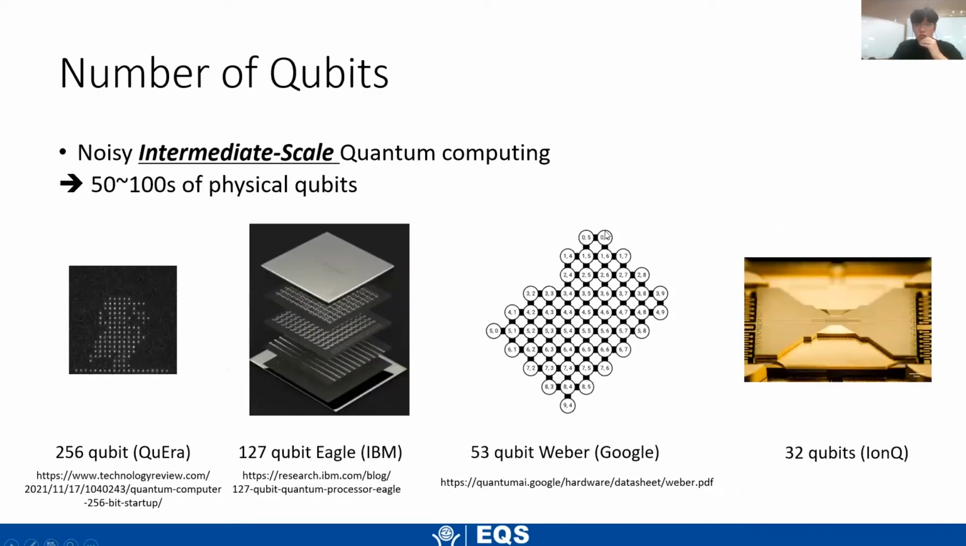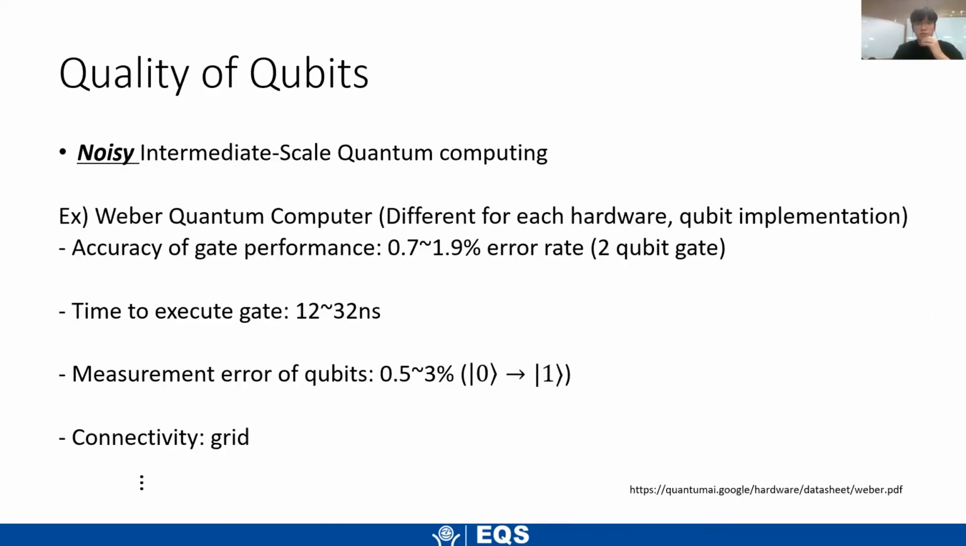Here, the third one shows that it's in a grid form, but this is also very different for different hardware. For example, for the Eagle processor, they use a hexagonal type of connection, and for IonQ, I believe they have all-to-all connection. And so on and so forth. There are many different ways and metrics that we can use to talk about the quality of the qubits.